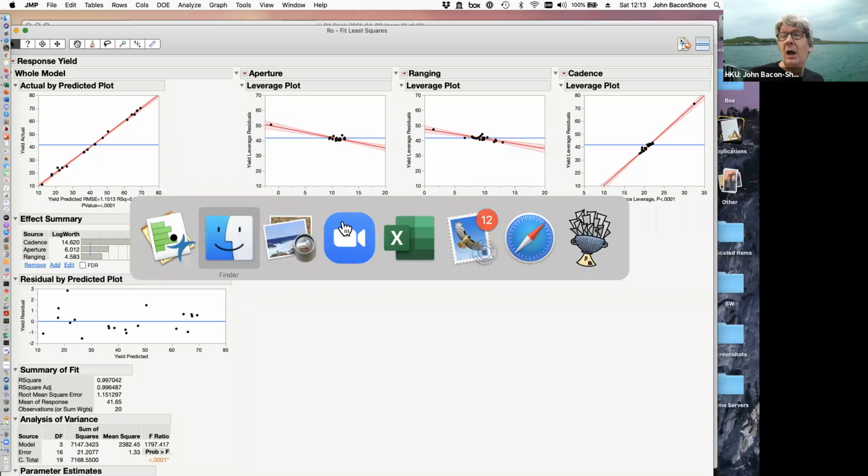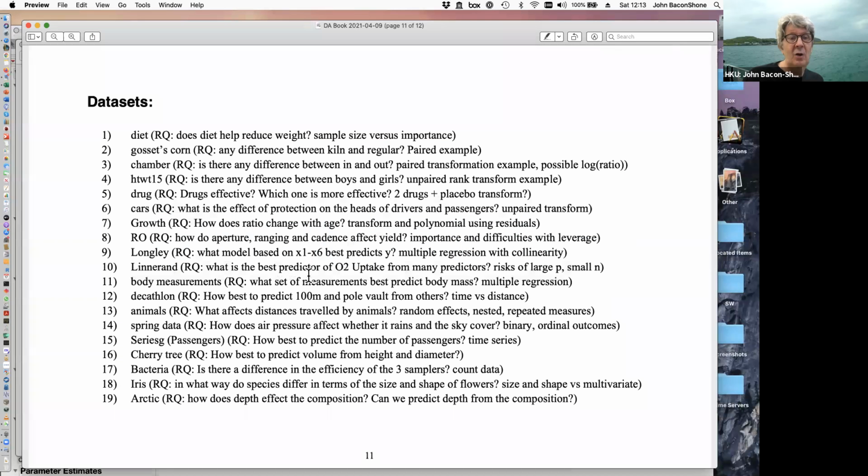Okay, I think that's about time to stop. Next time, we're going to start out with the Longley data set. The Longley data set is our good example on collinearity. And then the Linerand one is when we're going to talk about fits with overfitting, problems with overfitting, and making sure we have good selection criteria for our models.